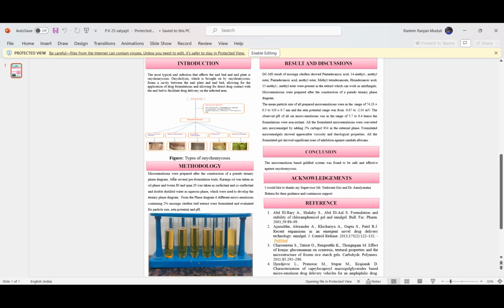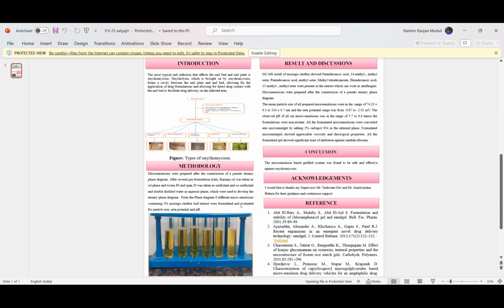After several pre-formulation trials, Koronja oil was taken as the oil phase, and Tween 80 and Span 20 were used, Tween 80 as the surfactant and Span 20 as the co-surfactant in the microemulsion. Double distilled water was the aqueous phase used in developing the ternary phase diagram. From the phase diagram, six different microemulsions were prepared containing 2% of Moringa oleifera leaf extract.